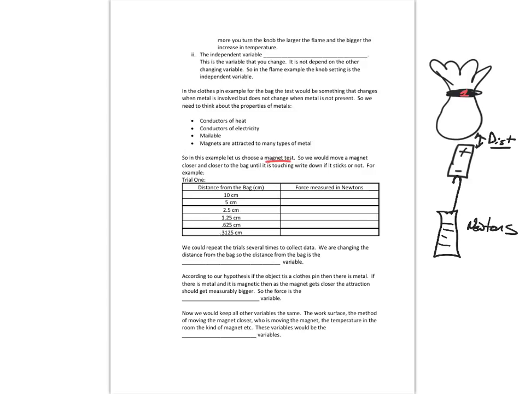So in this magnet test, I'm going to measure different distances: 10 centimeters, 5 centimeters, 2.5, 1.25, 0.625, 0.3125. I'm going to change the distance and see how strongly the magnet is pulled towards the bag. If there's no metal in the bag, what's going to be the force? Zero. So all of these would be zero. If there is metal in the bag, then it's going to change. Probably as I get closer, the stronger the pull, right? So maybe I start off at 0.1 newtons, then 0.5, then 1.5, then 2, then 2.5, then 3.